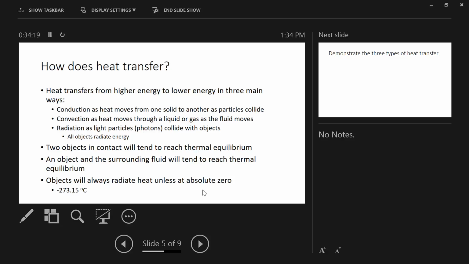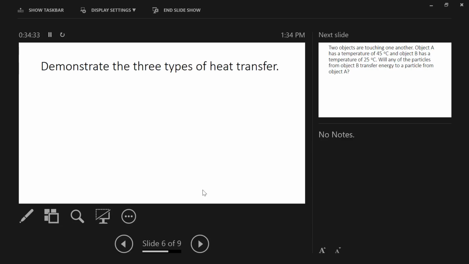Yeah, the energy is going to transfer, right? And typically the object or the particle with more kinetic energy is going to give some of its kinetic energy to the other particle. All right? Sound good? Okay. So first question that we're going to talk about together, demonstrate the three types of heat transfer.